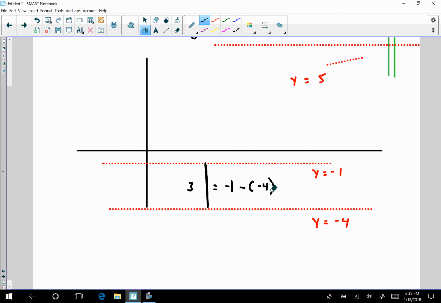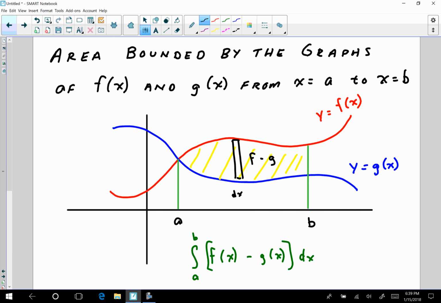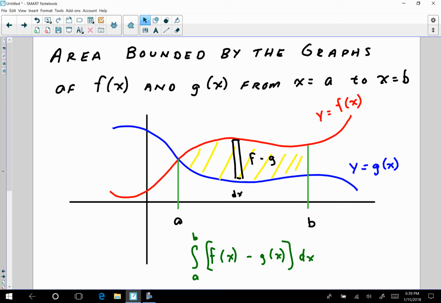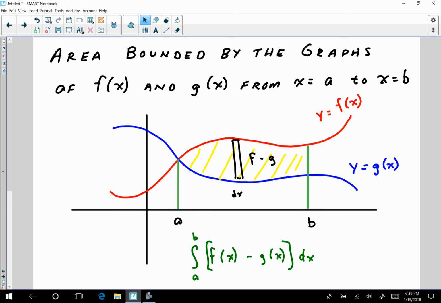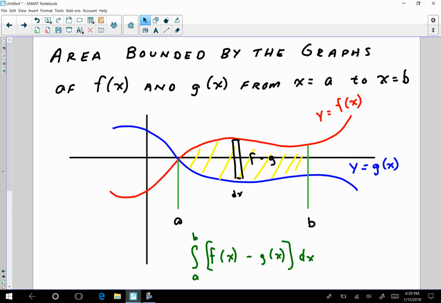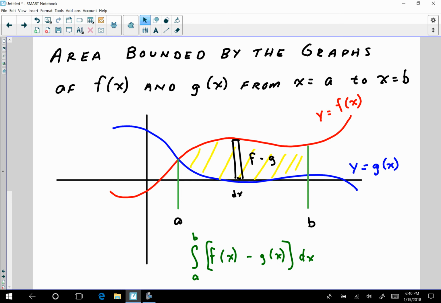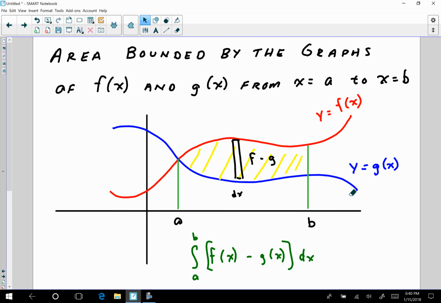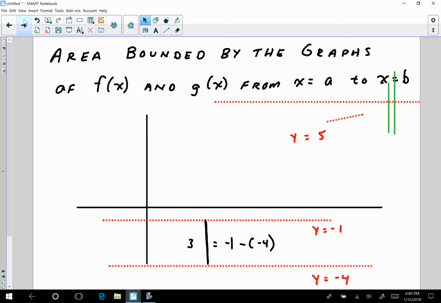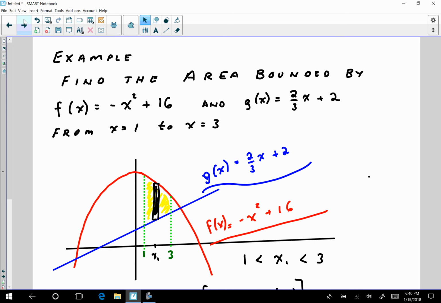So no matter what, back to our original graph, it really doesn't matter if both of the graphs are above the x-axis, if one is below and one is above, or if they're both below, that vertical distance, that height, is still going to be f minus g. So it doesn't matter, and we certainly are going to look at several examples like that. So let's go to our very first example. Let's go to a real example here now.